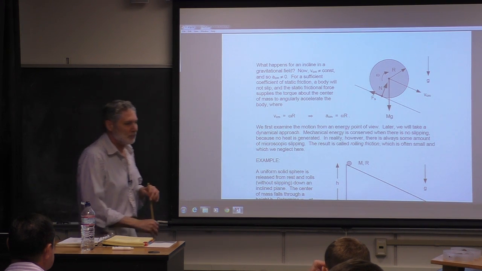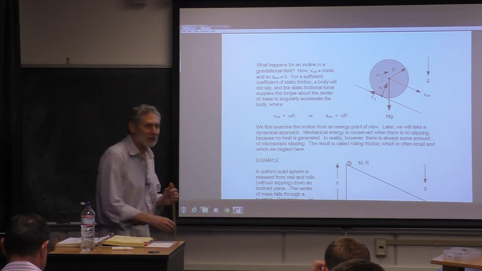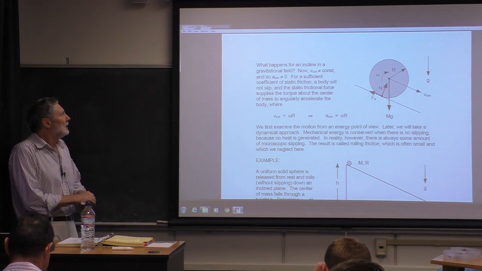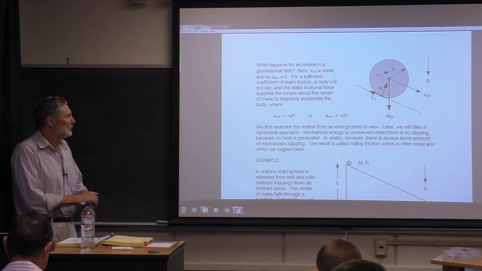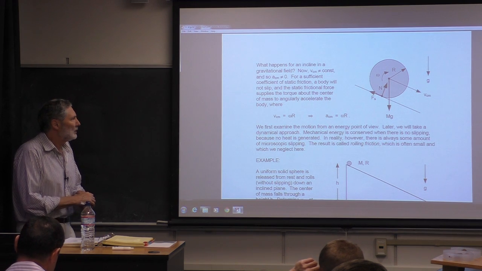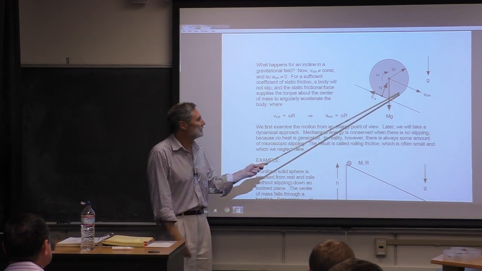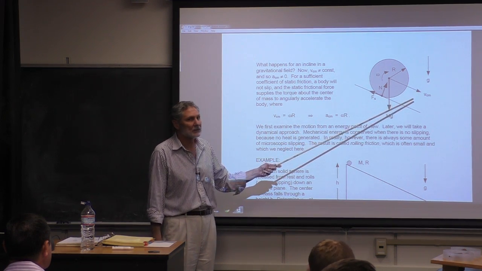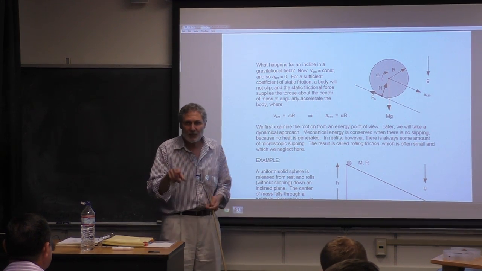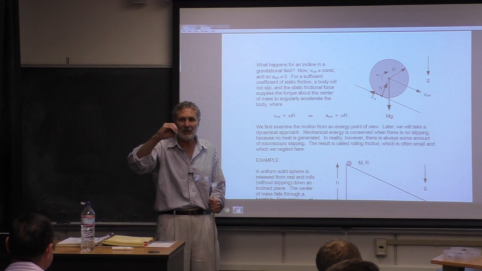Now we've been talking about a level surface. What happens if we have an inclined surface? And again, we're going to assume no slipping. Well, the object's going to roll down the incline. There'll be an acceleration of the center of mass. What's going to happen rotationally? Is it just going to slide down like that?